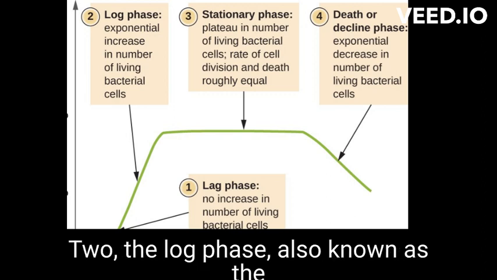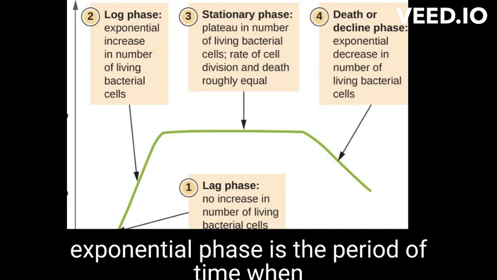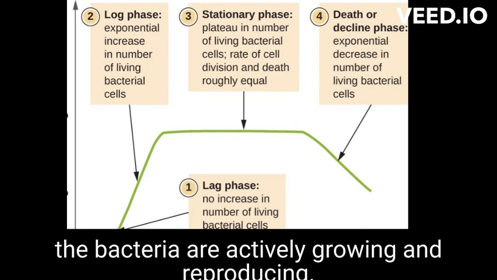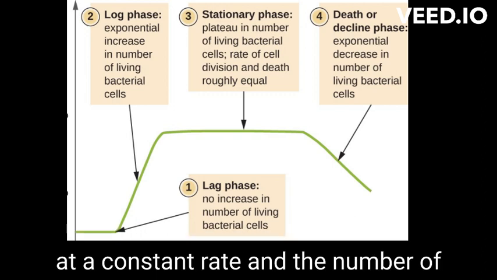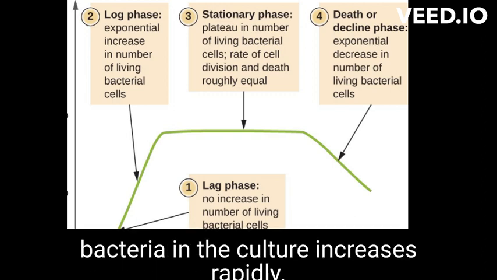2. The log phase, also known as the exponential phase, is the period of time when the bacteria are actively growing and reproducing. During this phase, the population of bacteria doubles at a constant rate and the number of bacteria in the culture increases rapidly.